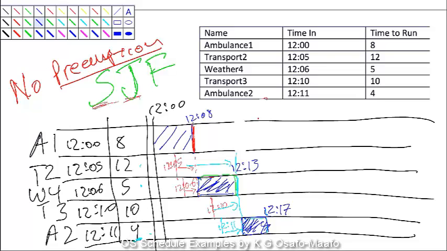Right. Now, when it's finished running, we go through the same process. Who gets to run?